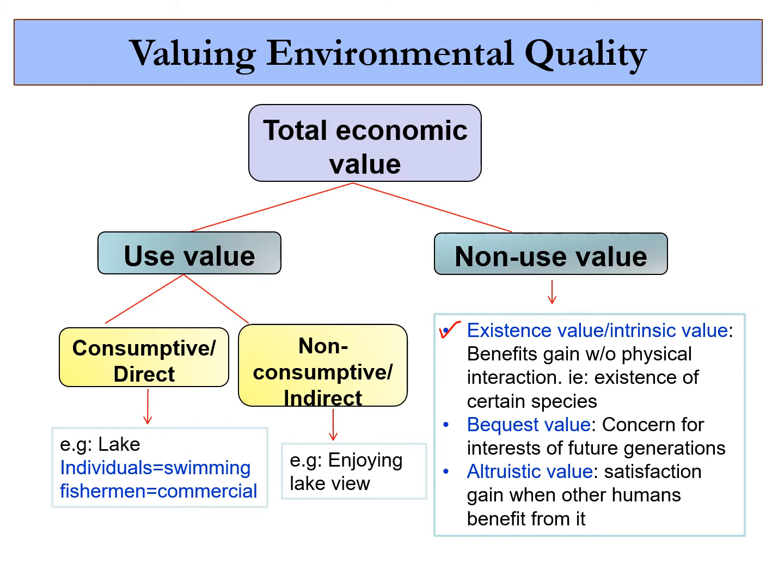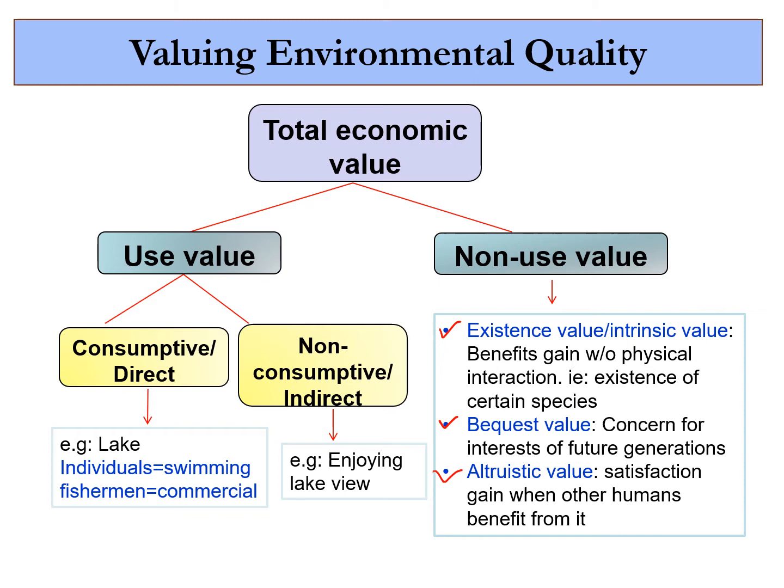So what is it? Bequest value means that basically we are concerned for the interest of the future generation. The example is a reserve forest. We don't use it because we are concerned that the future generation will get the benefits out of it. Okay, and the last one is altruistic value.